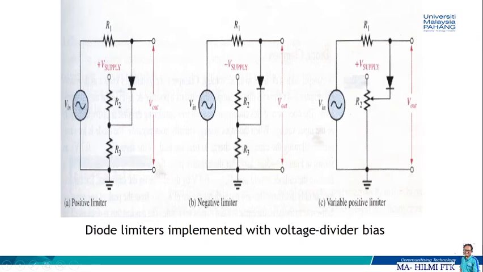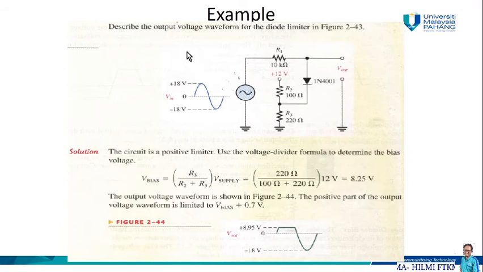So let's take a look at some examples of diode limiters with voltage divider bias. We have a positive limiter, where the diode is connected in between R2 and R3, and we have a positive V supply. Then we have a negative limiter. The difference is just the negative V supply. And the other one is a variable positive limiter.